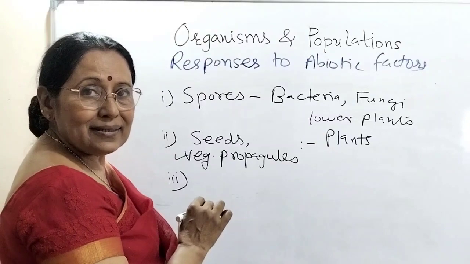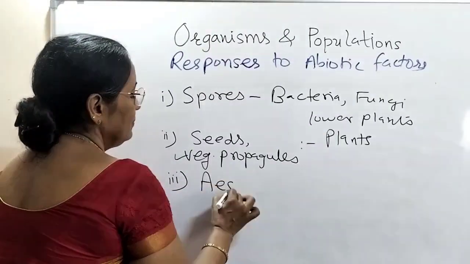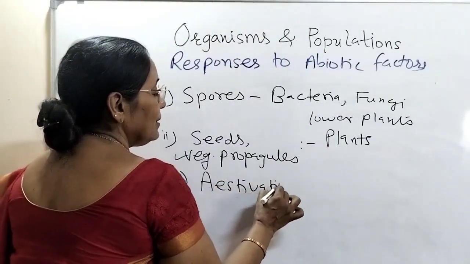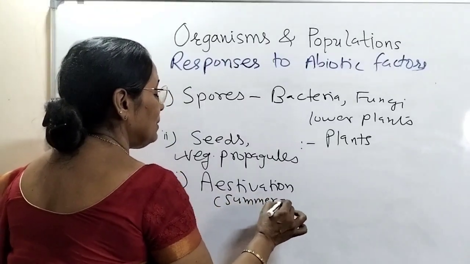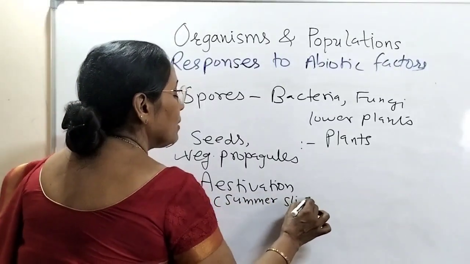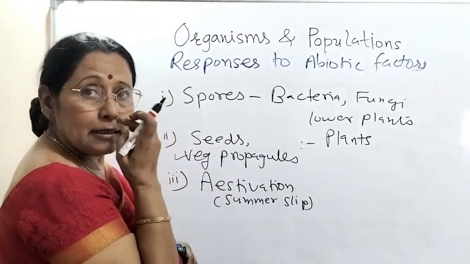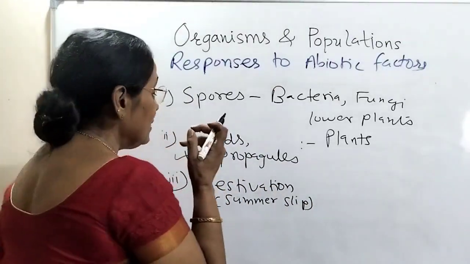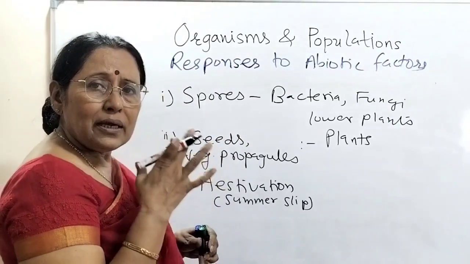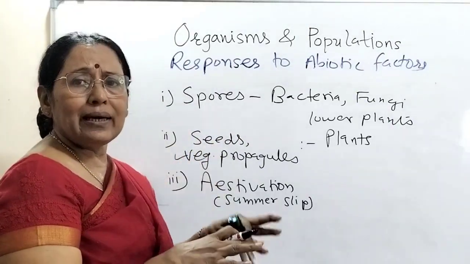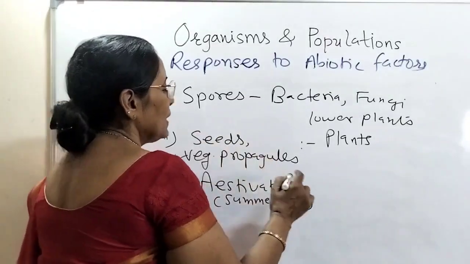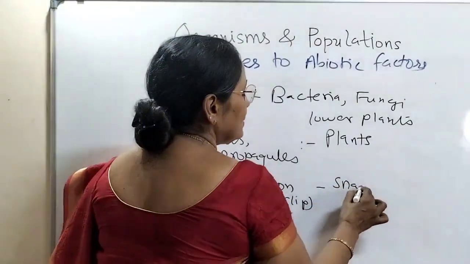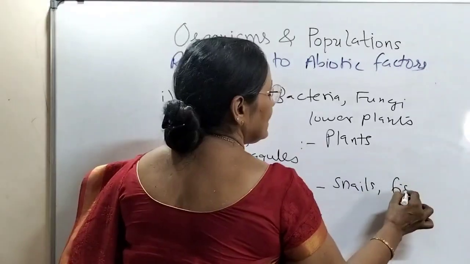Then estivation. Estivation is a summer sleep. बहुत ज्यादा गर्मी लग रही है, रेगुलेट नहीं कर सकते हैं, बाहर जा नहीं सकते हैं, क्या करना है? पूरे गर्मी में मेटाबॉलिक रेट कम कर लिया, रेस्पिरेशन रेट कम, हार्ट रेट कम, और सो गए पूरा. So this is found in some snails and fishes.